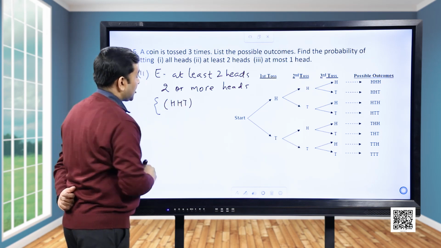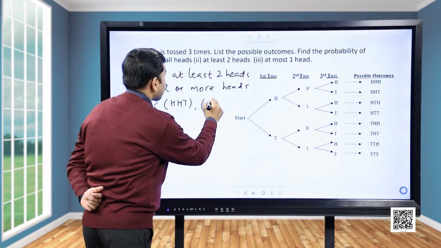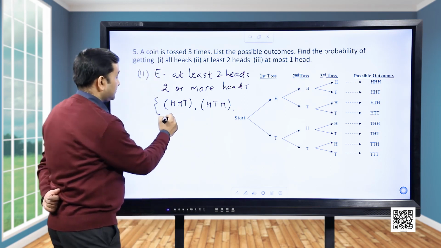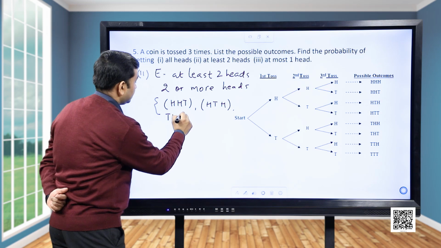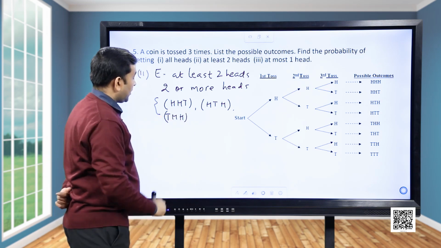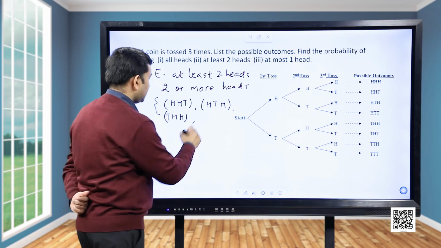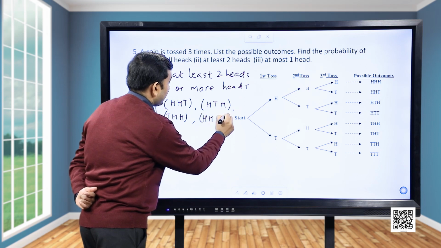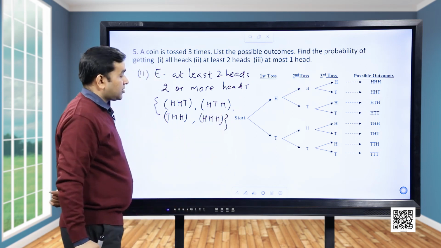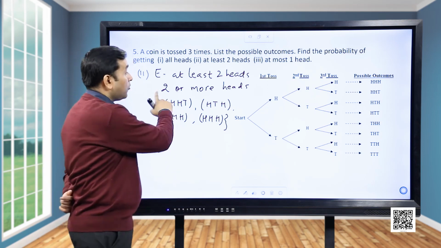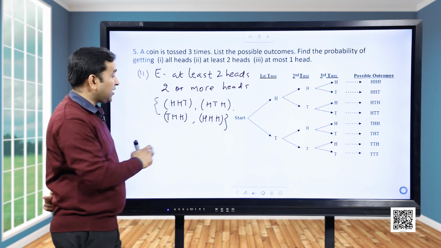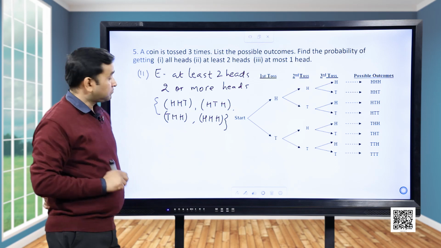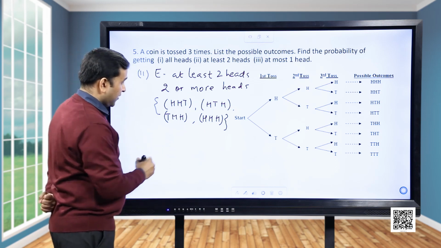2 heads: HHT, HTH, THH, and HHH. At least 2 heads. Remember, 2 or more heads means 2 heads in these outcomes and 2 or more, that means 3 heads, in this outcome. So what is the number of favorable outcomes?